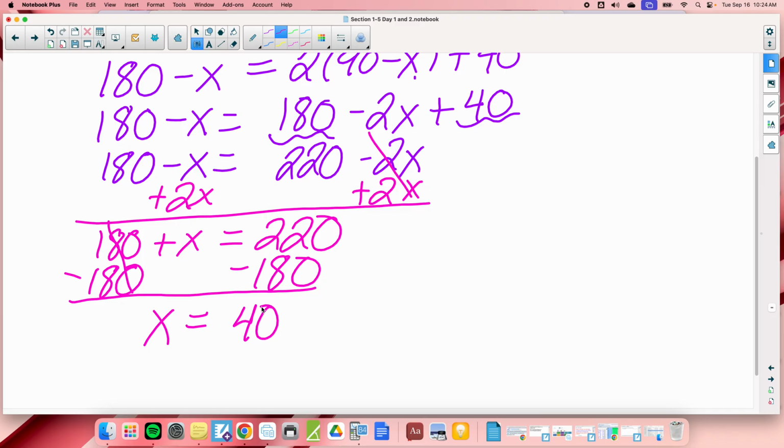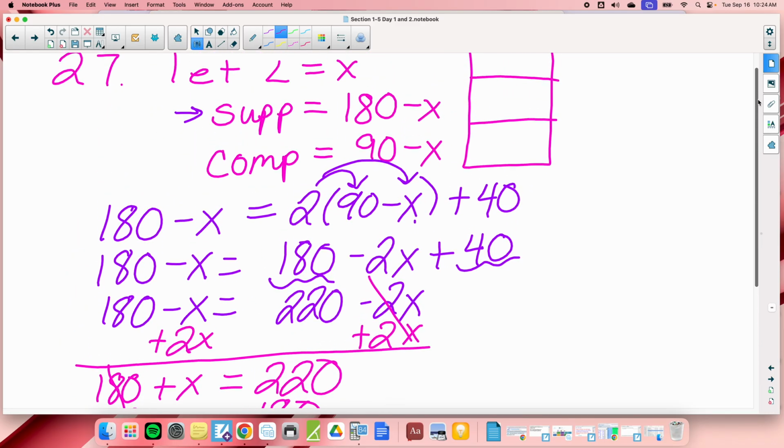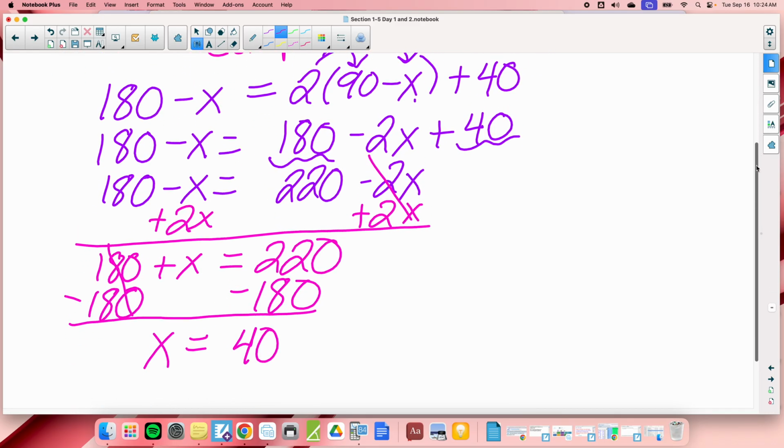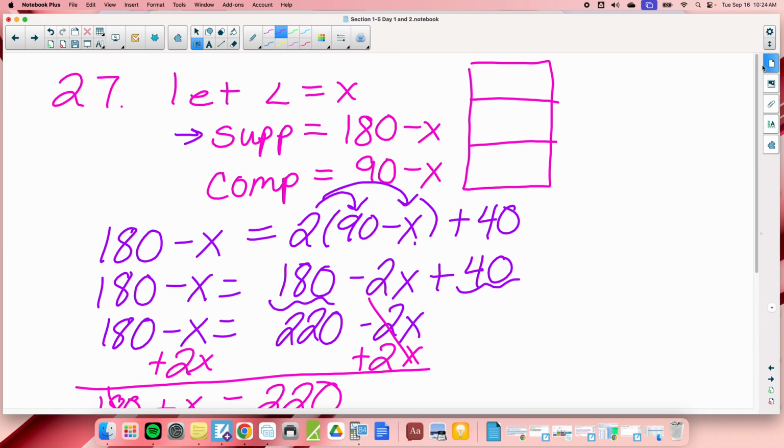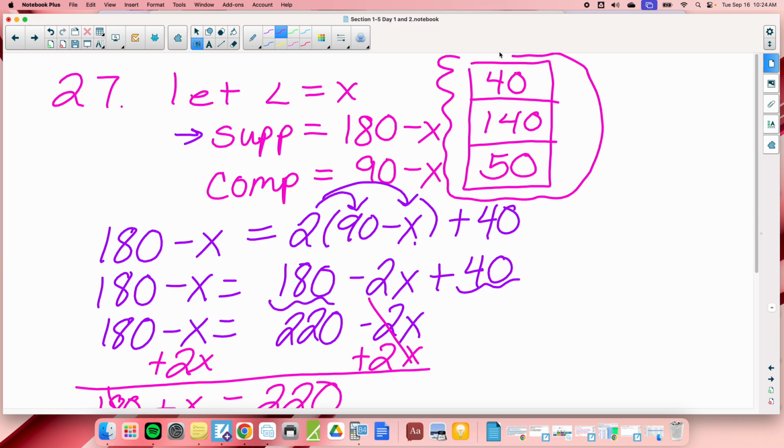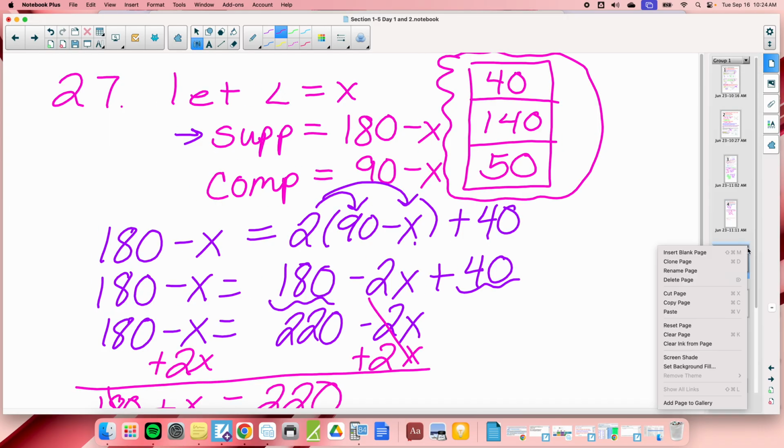Okay. Now, here's what I am going to do. That x goes right here. Okay. Our supplement is 180 minus 40, which is 140. And our complement is 90 minus 40, which is 50. And so like this is your answer. Okay. Then we're gonna do one more and then I'll finally be quiet.